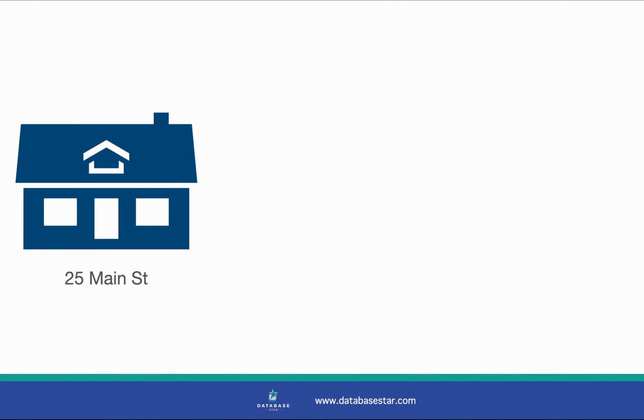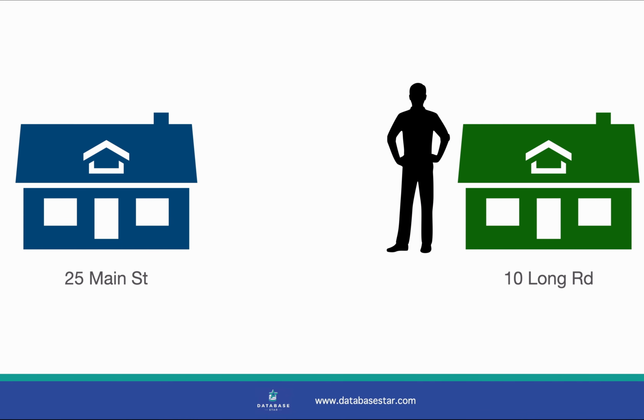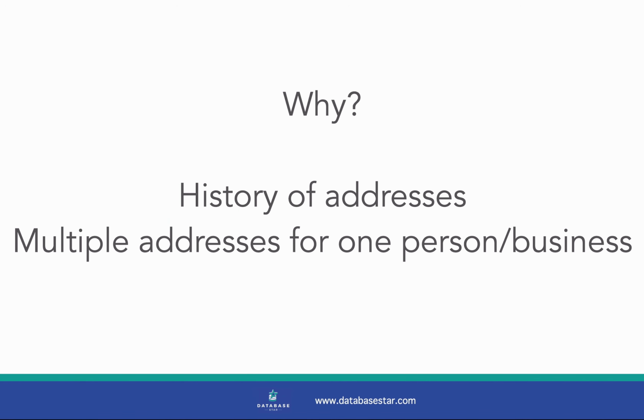If I'm living at 25 Main Street and I move house to 10 Long Road, then the address of 25 Main Street still exists. It may be empty or may have someone else living there, but it still exists. Rather than storing the address as an attribute, we could store the addresses in a separate table and relate them to a person or business. Why would we do this? It will allow us to keep a history of addresses.